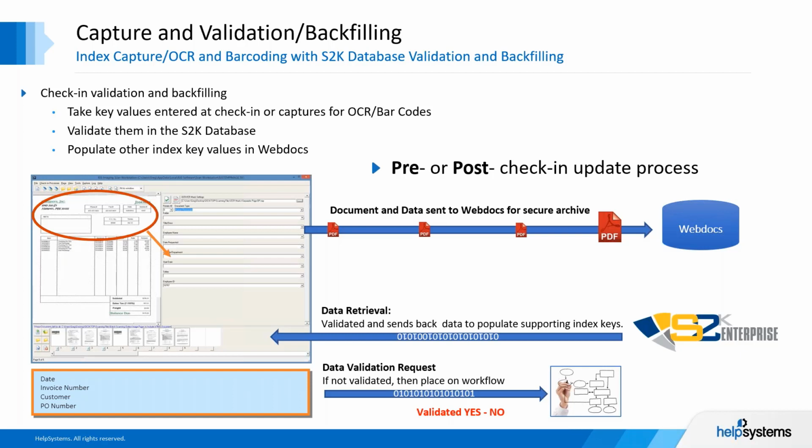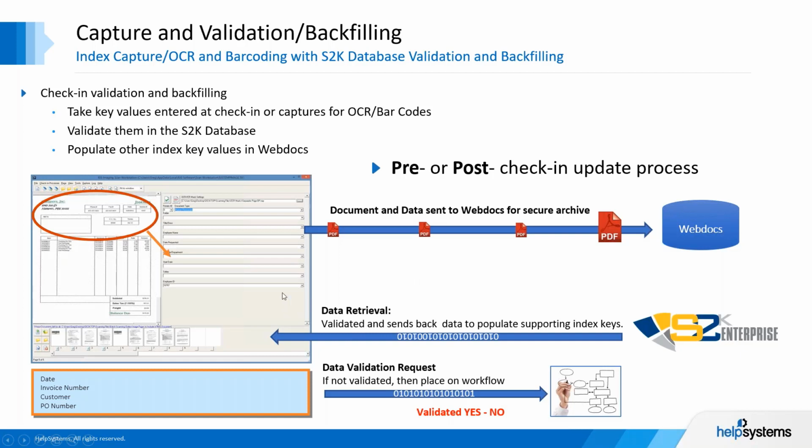So if there's no validation, say there's a PO number that was entered into the Scan Workstation, we go back to VAI to look for that information, and that information is not there, then we can kick that document into a workflow, or we can pop up a message to the operator to do verification at the operation level.